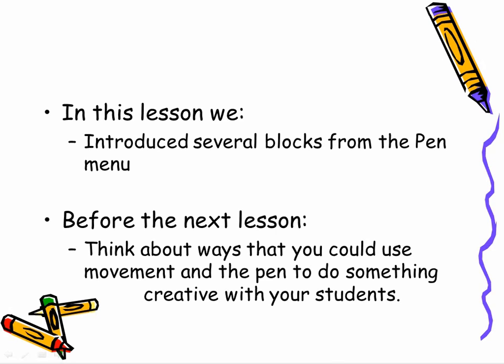Before you move on to the next lesson, I'd actually like you to take just a few minutes to think about some ways that you might be able to combine the blue movement that we looked at in the earlier lessons and the green pen control that we learned about in this lesson to do something creative with your students. How could you choose to combine those two to ask your students to do something meaningful in the class that you teach?